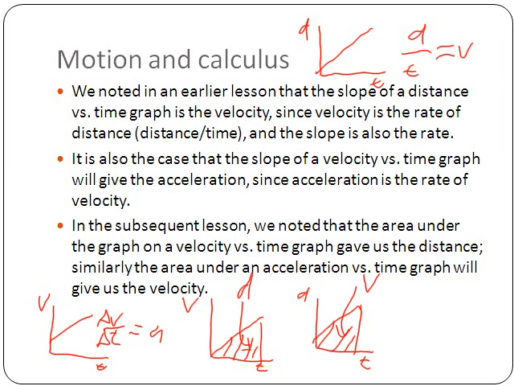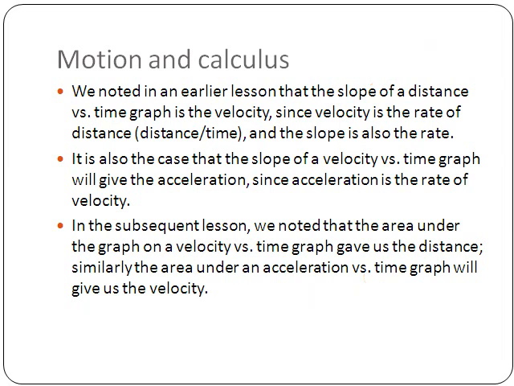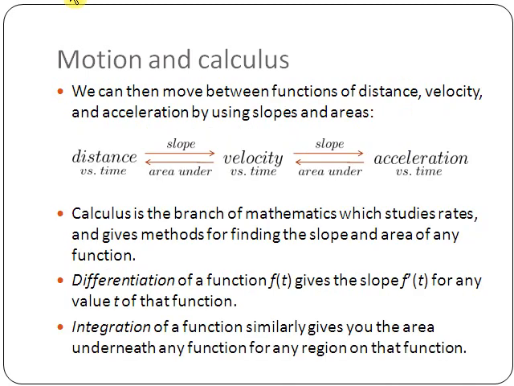So if you have a velocity versus time graph, if you find the area underneath that curve, that'll give you the distance. If you have an acceleration versus time graph, the area underneath that curve will give you the velocity. And the slope of a velocity versus time graph is acceleration. The slope of a distance versus time graph is velocity. So this is what we have so far. And so let's keep on going on this. So here's what we can say.